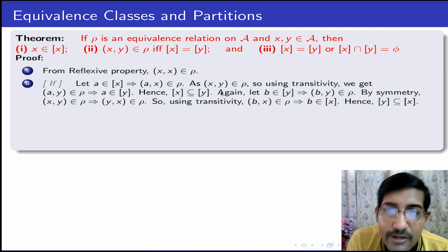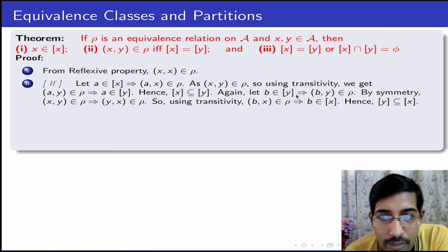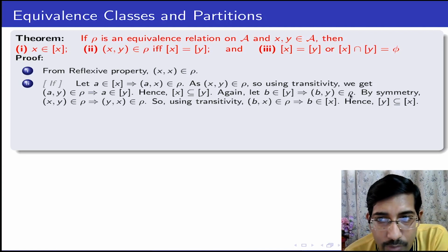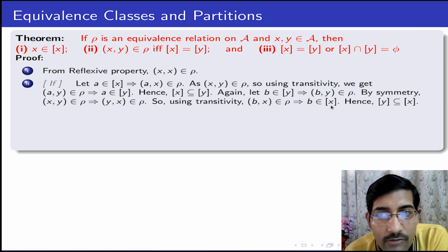In a similar manner, you can see the other direction is also true. If b is an element in the equivalence class y, by definition (b, y) belongs to rho. By symmetry, since I have assumed (x, y) belongs to rho, (y, x) also belongs to rho. So (b, y) and (y, x) both belong to rho, which means (b, x) belongs to rho by transitivity. So b is an element of this class as well.